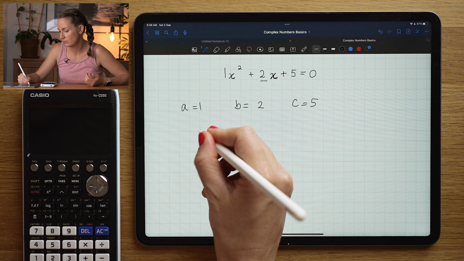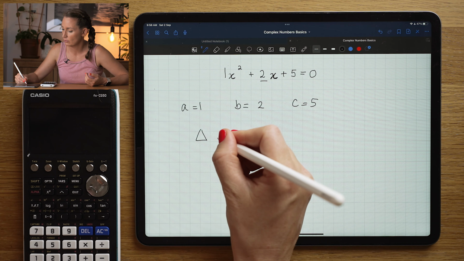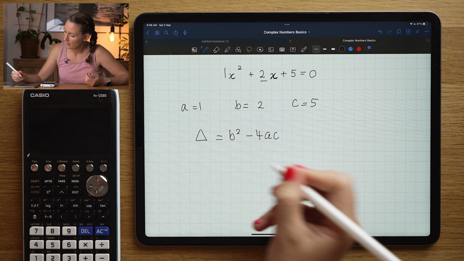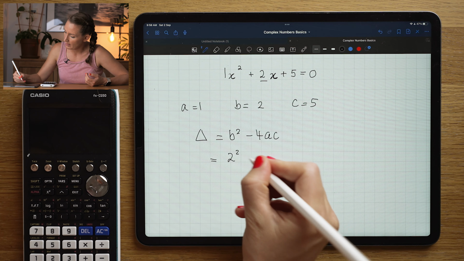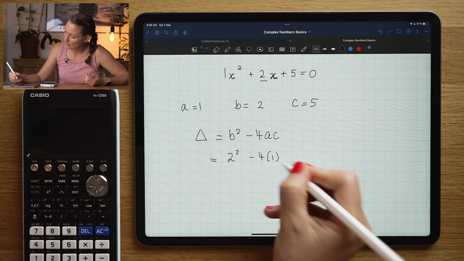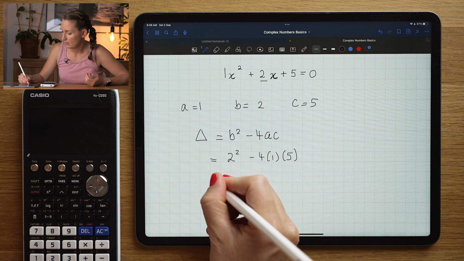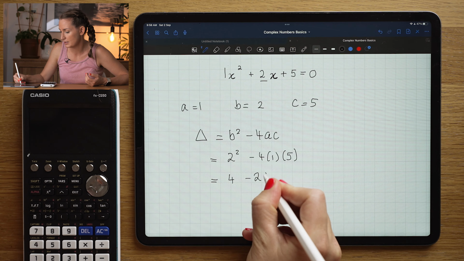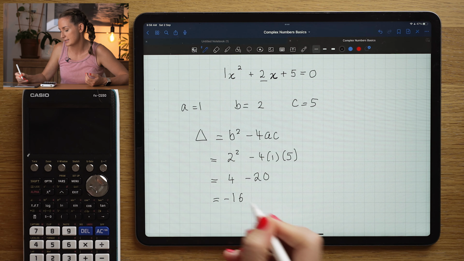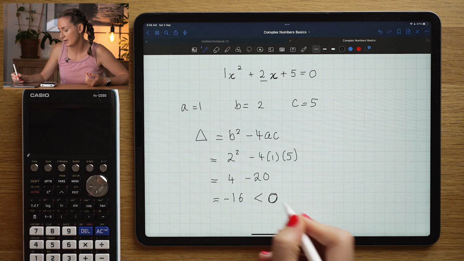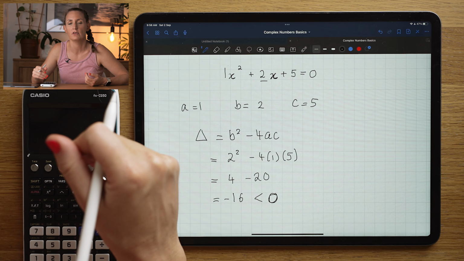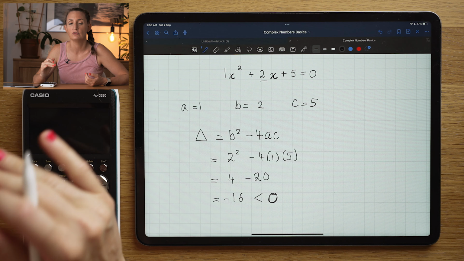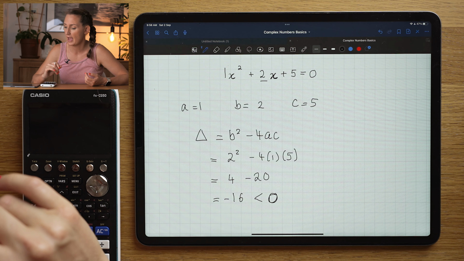So if we calculate the discriminant, often using the triangle symbol, as b squared minus 4ac, it would be 2 squared minus 4 times 1 times 5. So the discriminant would be 4 minus 20, or minus 16. This is in fact a negative number, so we can determine that this would have no real roots. That would mean it does not intersect the x-axis.